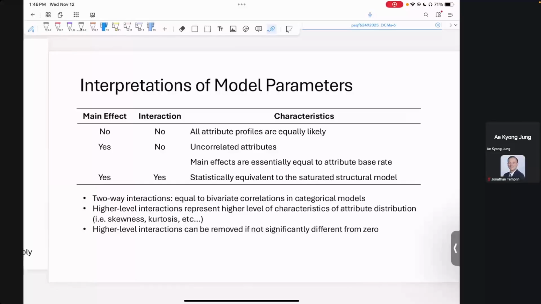So when there is no main effect and no interaction, then all attribute profiles are equally likely, because there's no relation between any attributes. And if we only have main effects and no interaction, then it means there is no correlation between attributes, and main effects are essentially equal to the attribute base rates. And if there are main effects and interactions, then it is statistically equivalent to the saturated structural model, because we couldn't reduce the number of parameters.